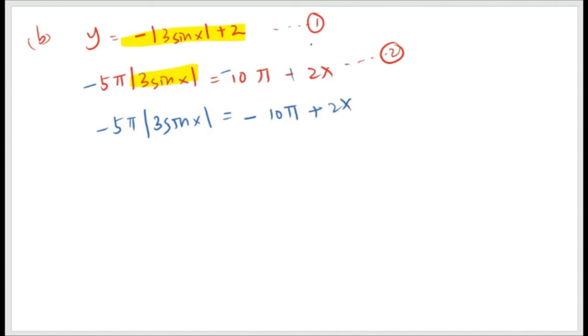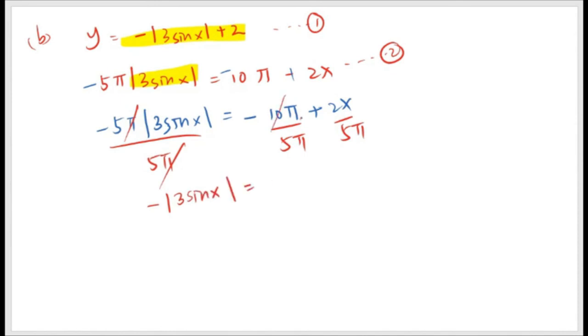Okay, then after this, we want negative only. We don't want the 5 pi. So what we need to do now is divide by 5 pi for every term. Divide by 5 pi. Okay, so now you get negative modulus 3 sine x equal to, this one simplifies, it becomes negative 2 plus 2 over 5 x over 5 pi.